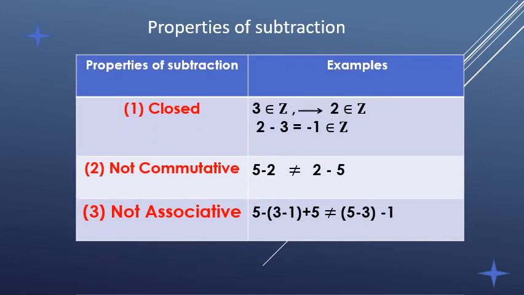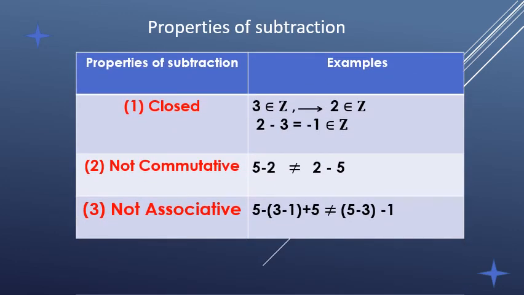Properties of subtraction. Number 1, closed. The difference between any two integers is an integer. If we subtract, 2 minus 3 equals negative 1, which belongs to Z. Number 2, not commutative. 5 minus 2 equals 3 and 2 minus 5 equals negative 3. They are not equal results. Not associative. 5 minus 3 minus 1 is not equal to 5 minus 3 minus 1 with different grouping.